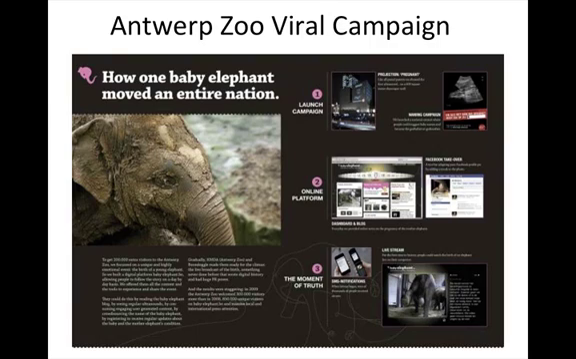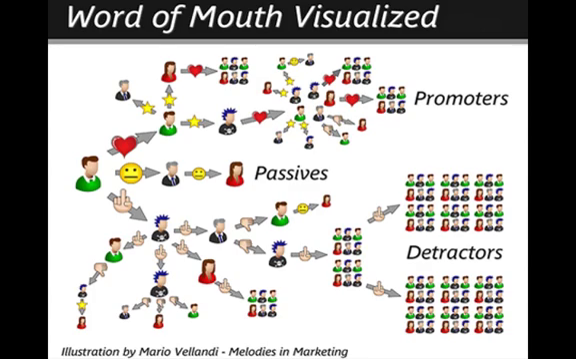The Antwerp Zoo viral campaign is an interesting campaign I would like you to look at, and we'll discuss this on the forums. It's basically a controlled viral marketing campaign where the Antwerp Zoo posted about the birth of a new baby elephant, and the entire nation could participate. It's a really great campaign. Word of mouth visualized, you always get your promoters, your passives, and your detractors.